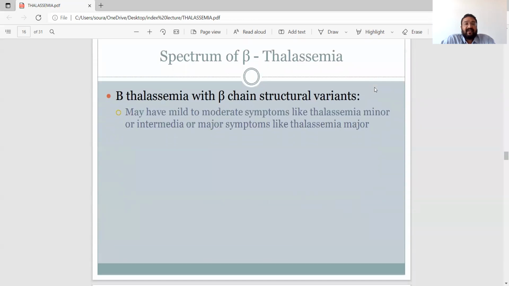Another type of beta thalassemia is beta thalassemia with beta chain structural variants. These patients may have mild to moderate symptoms like thalassemia minor or intermediate, or major symptoms like thalassemia major. So this variety of patient can have features of any type of thalassemia: minor, intermediate, or major.